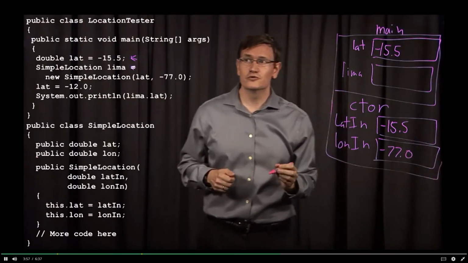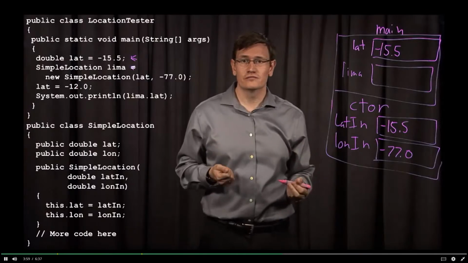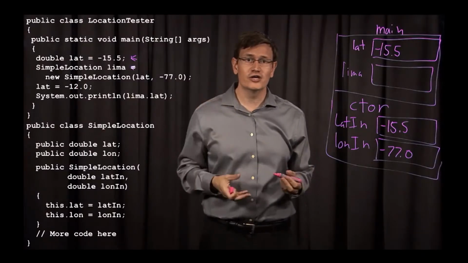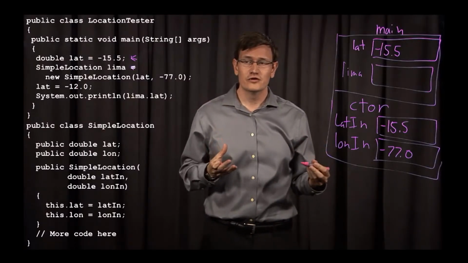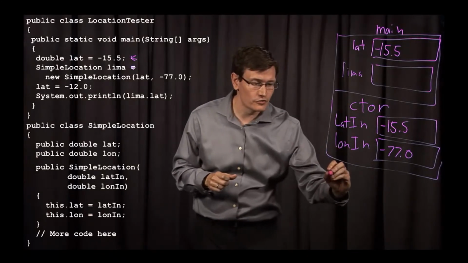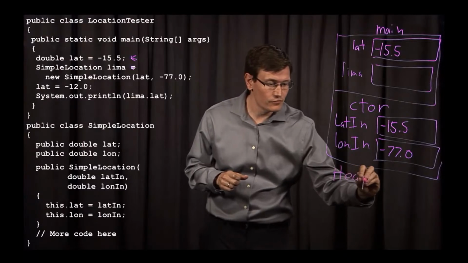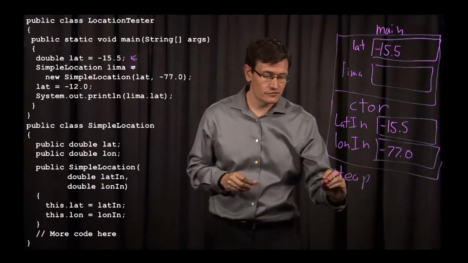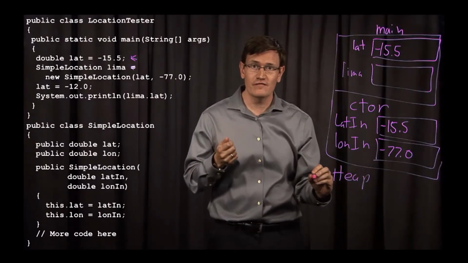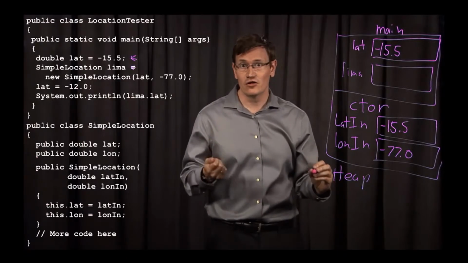The other piece here was we said new simple location. The act of saying new actually allocates space on the heap. So what I'm going to do down here is create that space on the heap for a simple location object. And that object is going to have the private instance variables lat and long.